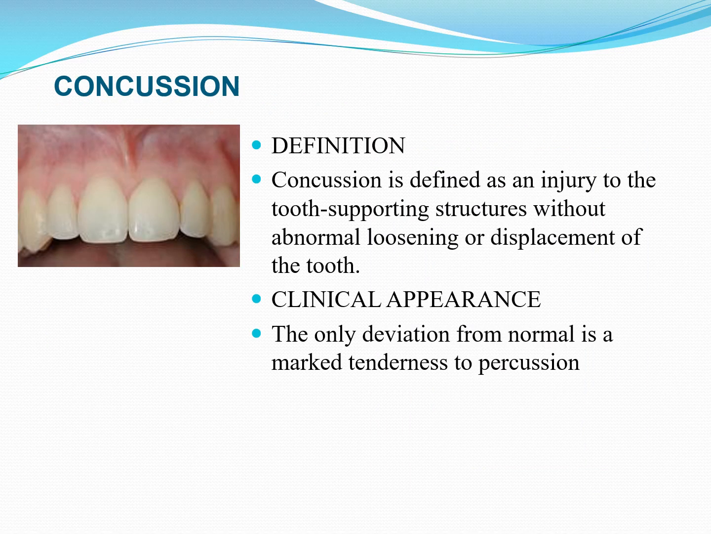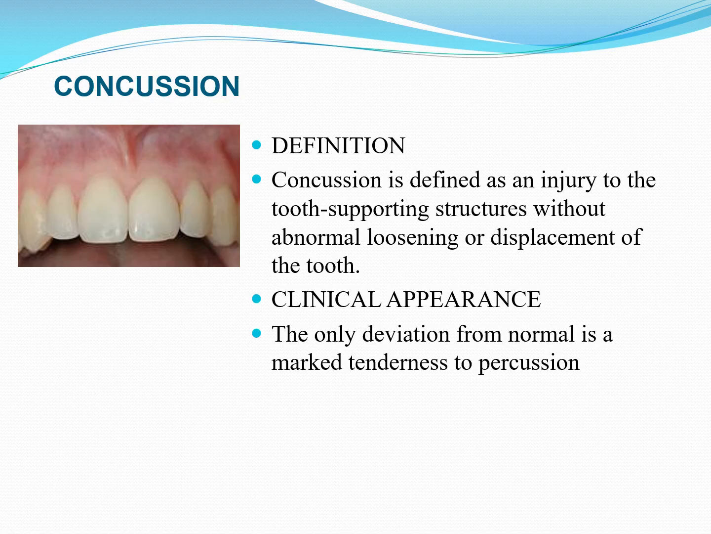So, concussion. Concussion is defined as an injury to the tooth supporting structures without abnormal loosening or displacement of the tooth. In the first class, the introduction to trauma, I showed a table where abnormal loosening and displacement of the tooth are both negative for concussion. So you don't have loosening or displacement of the tooth. It's just an injury to the tooth supporting structures. That is termed concussion.